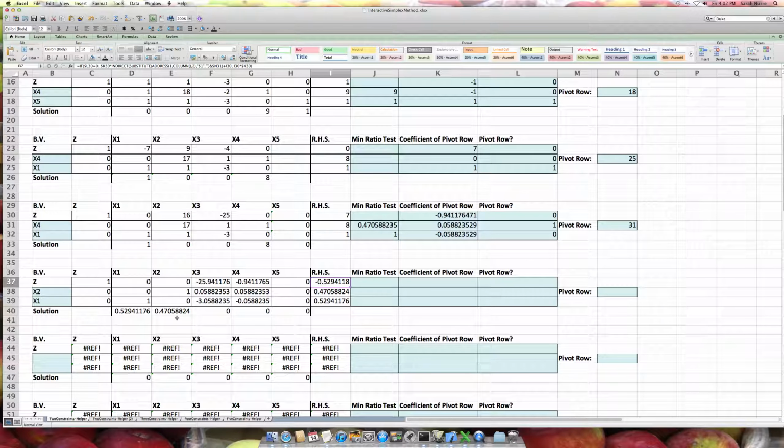Now I have x1 and x2 as my basic variables. Do they make sense? Yes. x1 here, all zeros, and its solution equals its right-hand side. x2 is the same, 1, the rest zeros, its solution equals its right-hand side.